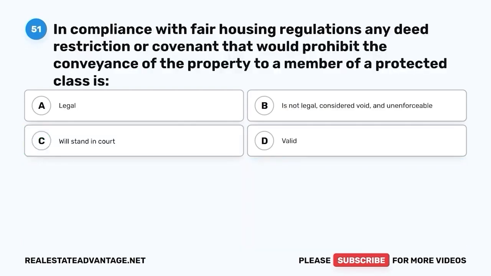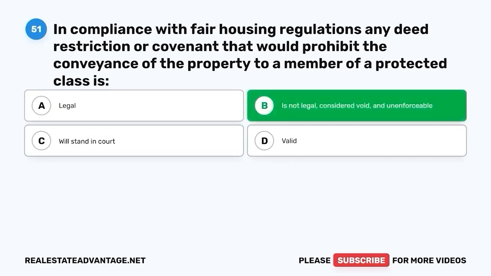Question 51. In compliance with fair housing regulations, any deed restriction or covenant that would prohibit the conveyance of the property to a member of a protected class is A. Legal, B. Is not legal, considered void, and unenforceable. C. Will stand in court. D. Valid. The correct answer is B.